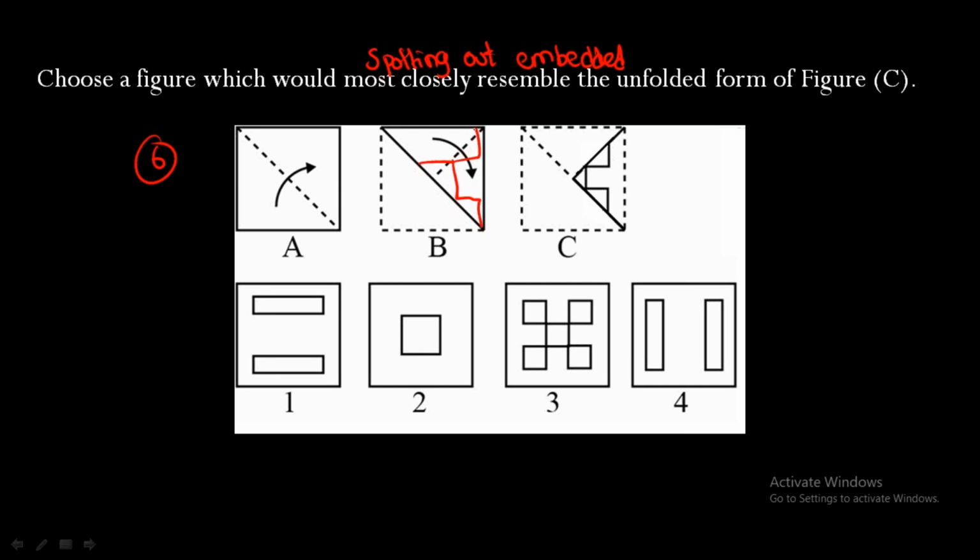Somehow here, this will join. Okay, like this we have to get. Again, if you extend, it will be like this, all. But what I suggest you is to go for spotting out embedded figure. In the sense, this shape is there in which option? This one is there only in one option.